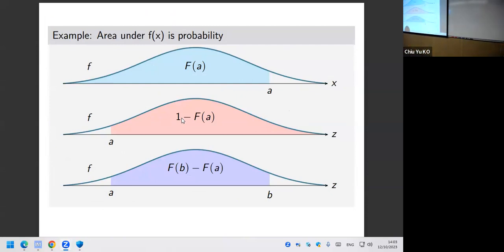We will be using it all the time. I have f here, I have a here. All the area on the left-hand side is called F of a. If I have a here, the right-hand side is 1 minus F of a. And the area between a and b is F of b minus F of a. This is the graph that you will be using for the rest of our course. Don't worry, you must know it; it's hard to miss because we'll keep using it for the rest of the semester. I put it here because I think it's useful, but this graph also appears later in today's slides.